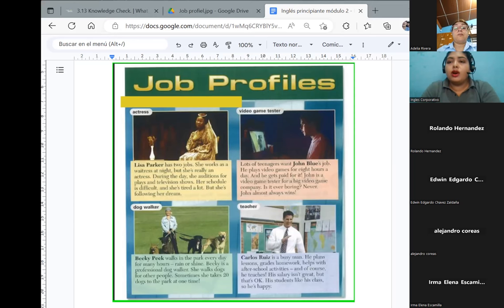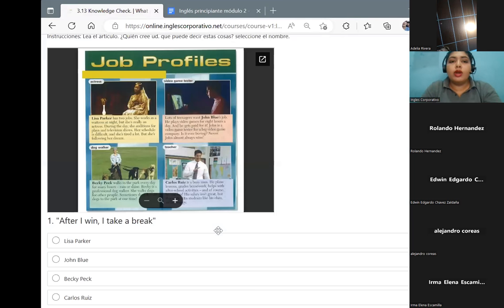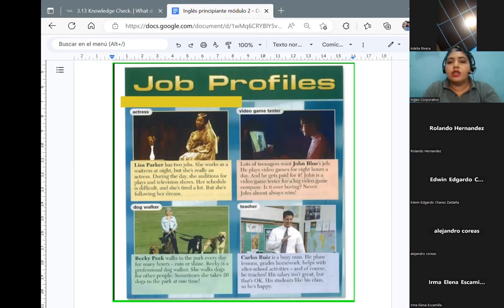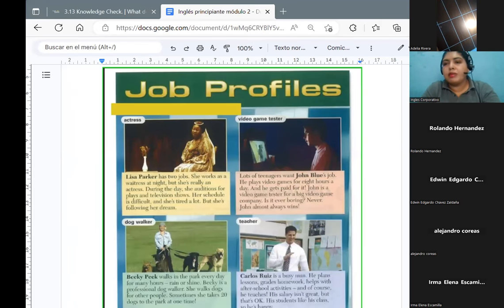So you need to read these job profiles. Then we are going to say something about the profiles, and then we are going to complete the knowledge check related to this part. Así que vamos a leer, vamos a tener un momento de lectura y luego vamos a ir al knowledge check. Así que vamos a tener a couple of minutes. I think 5 minutes is enough. 5 minutos para leer, ¿verdad?